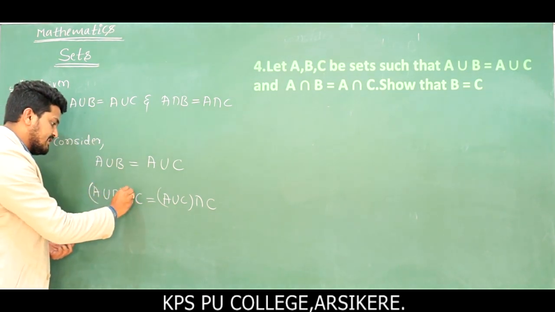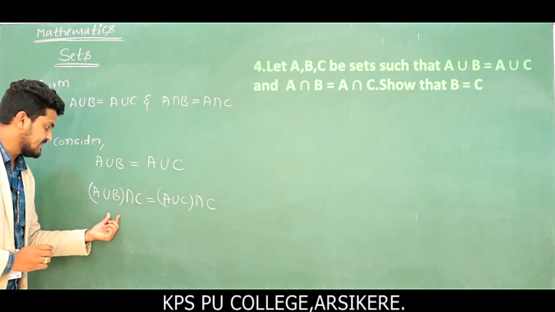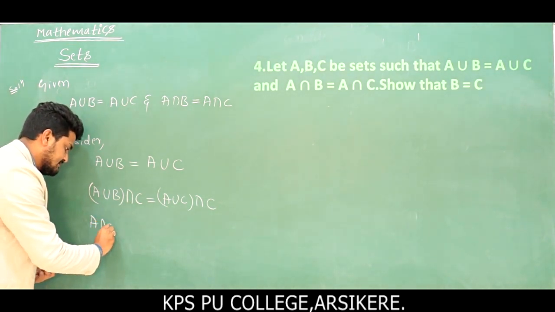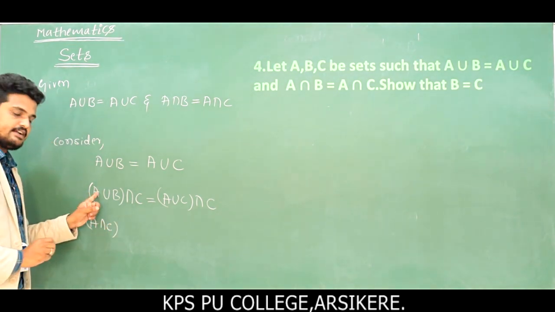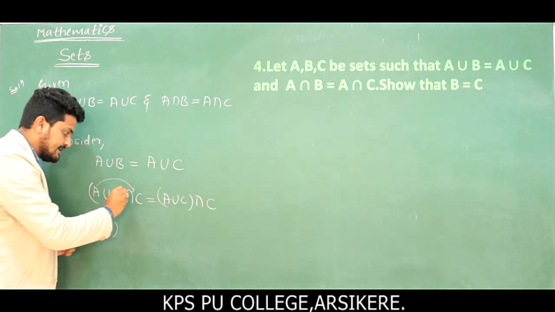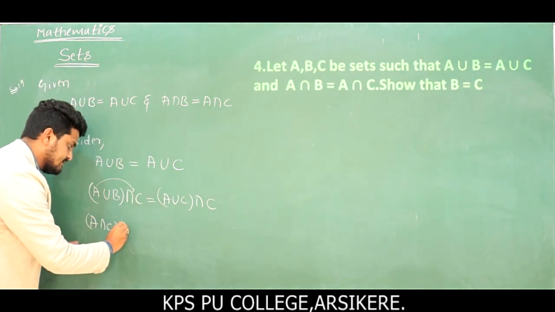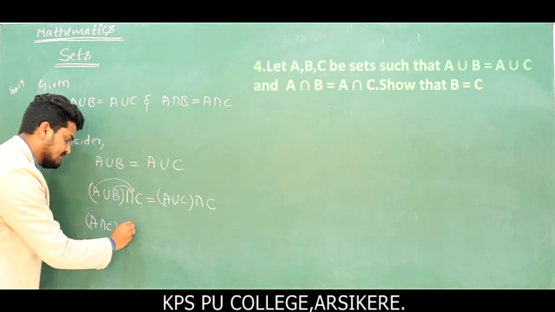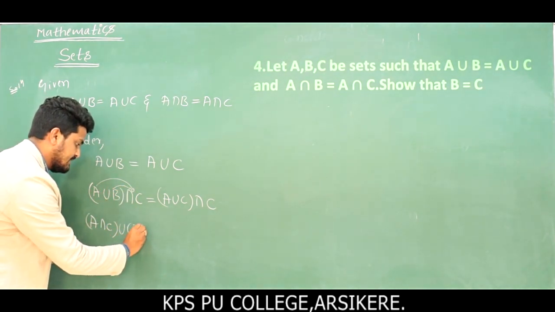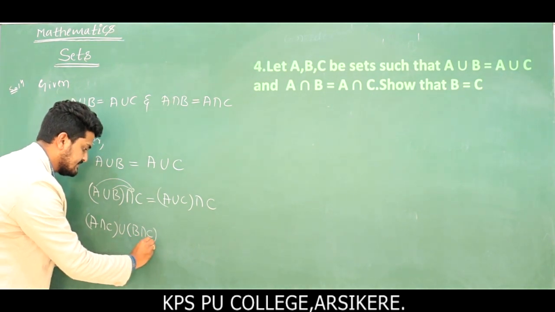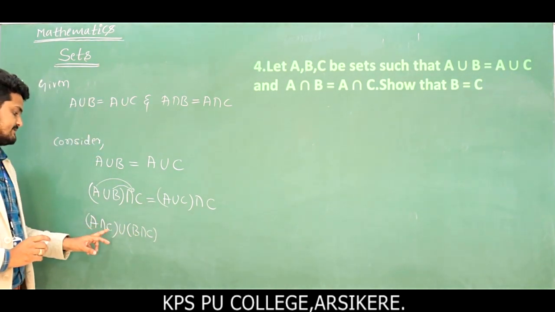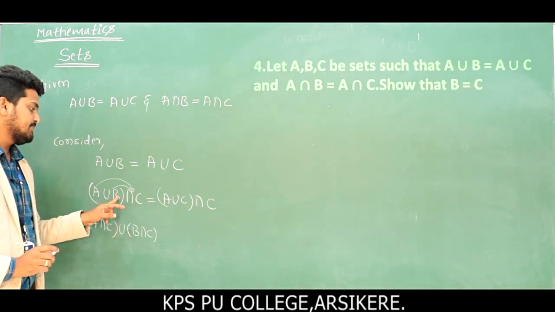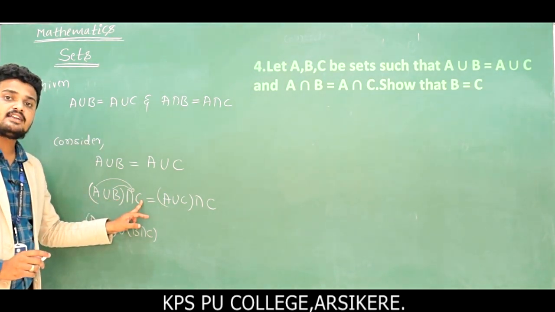So by using the distributive law, this can be written as, look, A intersection C. By using the distributive law, (A intersection C) union (B intersection C). Look, union B intersection C. Do you understand? A intersection C union B intersection C. So by using what?